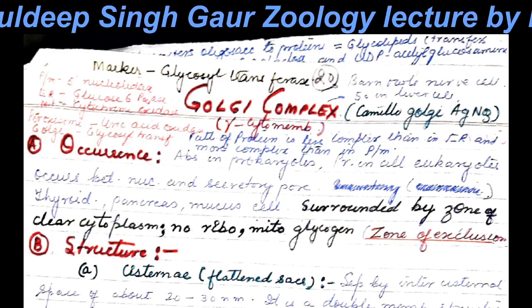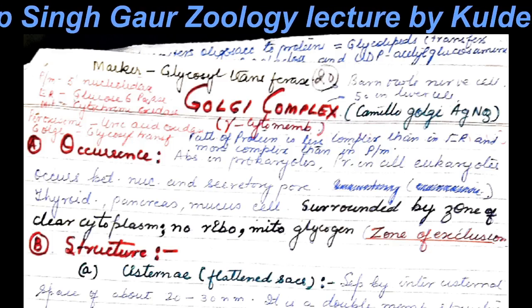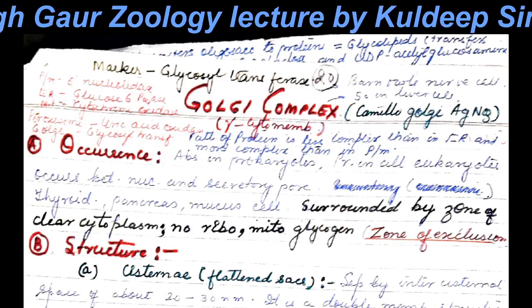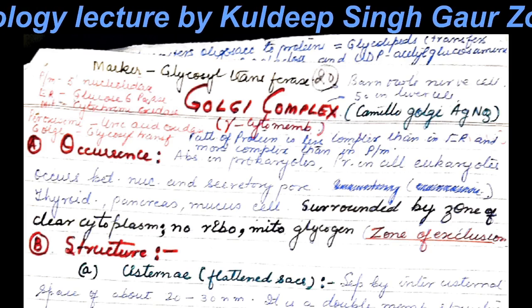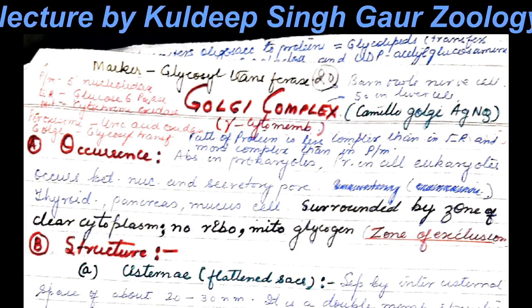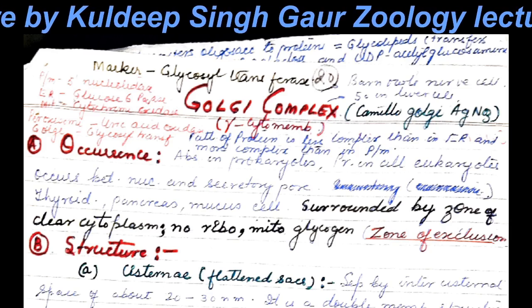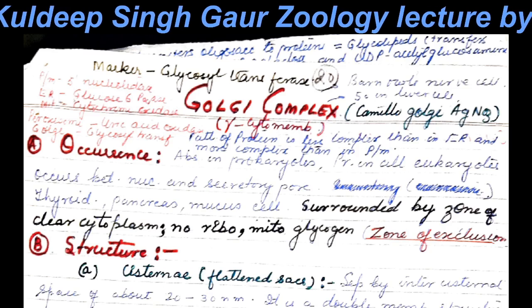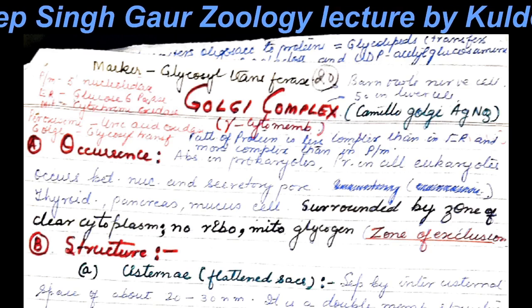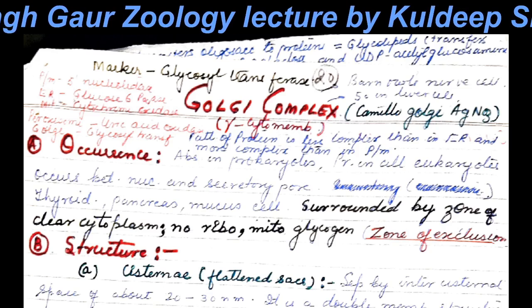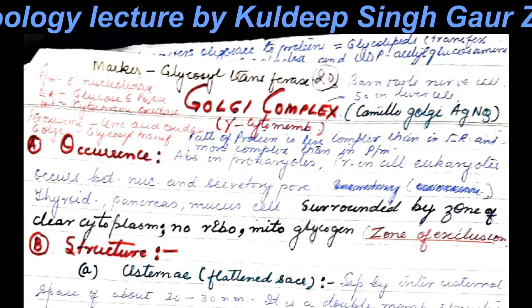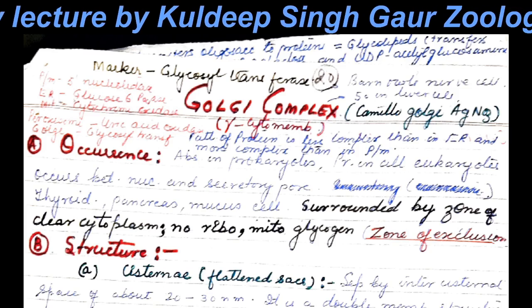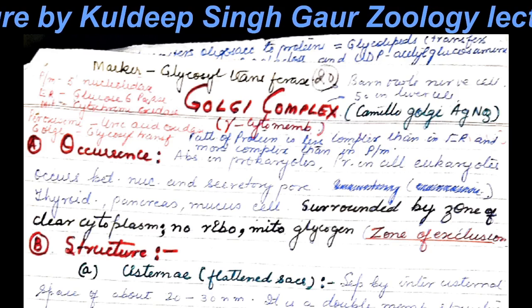Dear students, in the last lecture we had studied Golgi complex. I'll give you a quick revision of what we had studied in the last lecture. Thereafter we'll begin with the functions of Golgi complex. Golgi is a membrane-bound organelle. It was first discovered by Camillo Golgi, and he stained the cell of Barn owl nerve cell.